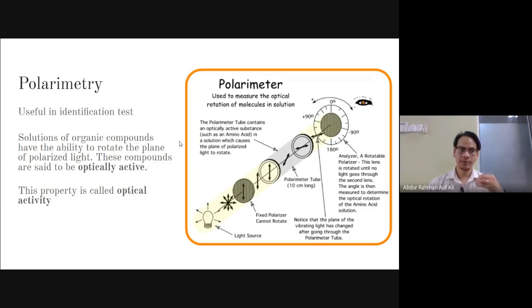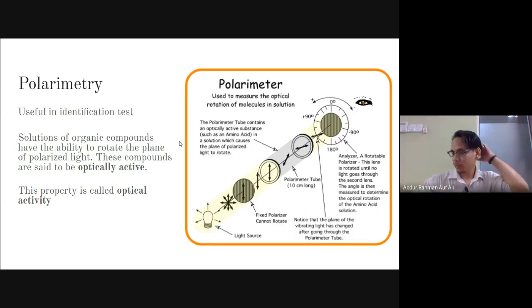People have already done tests, and say molecule PCM rotates 40 degrees to the left. Molecule glibenclamide rotates 5 degrees to the right. So if we want to identify whether this is really PCM or not, we can grind the tablet into powder, dissolve it in solvent to make a solution, put it in the polarimeter, and see at what degree it rotates. That is the purpose of a polarimeter: to identify the rotation angle of these compounds.